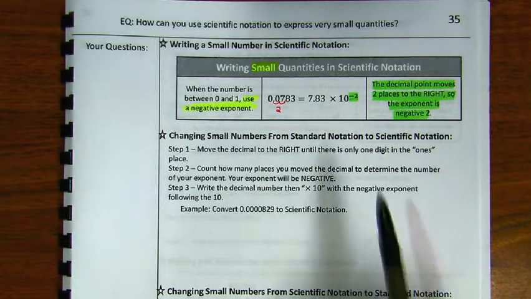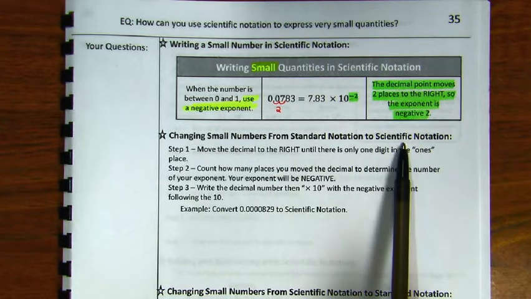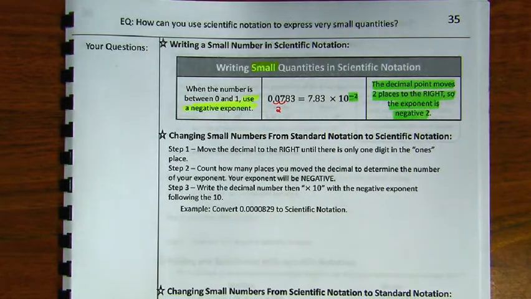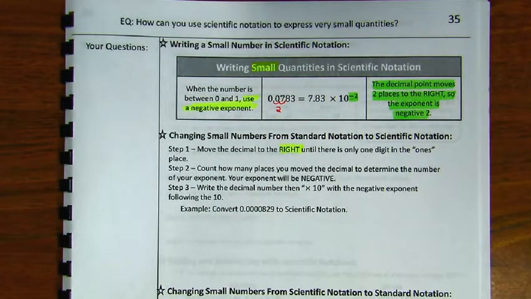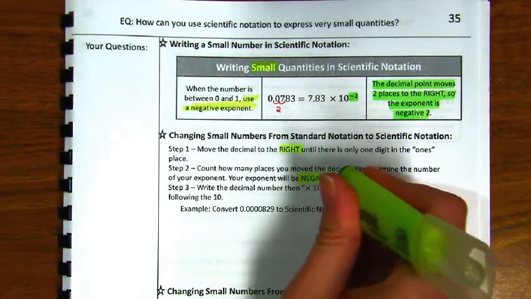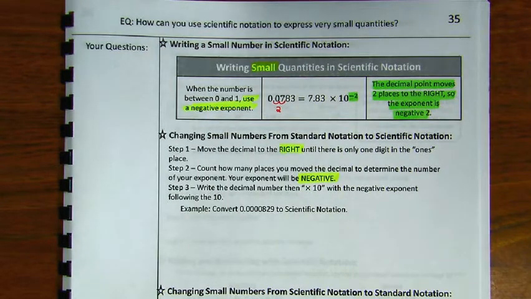All right, so to go from standard notation to scientific notation, again, we are going to move the decimal to the right. Last time we moved it to the left. Today we're moving it to the right, until there's only one digit in the ones place. Step 2 is count how many places you moved the decimal to determine the number of your exponent. Do not forget, your exponent will be negative. And then your same step as last time, you're going to write your decimal number, so your base, and then times 10 with the negative exponent following the 10.